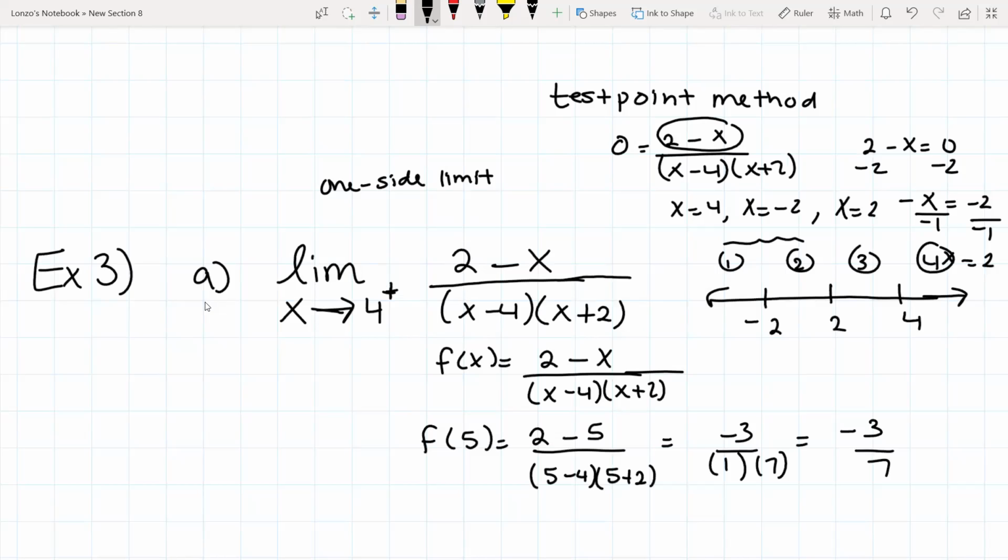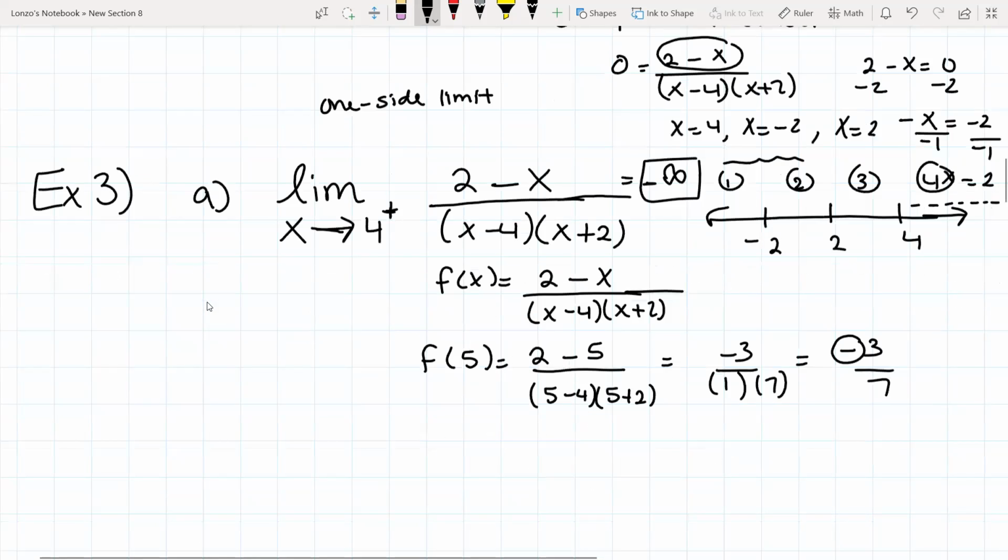Now, remember with the test point method, we don't really care about the number, we only care about the sign. So our sign is negative. So that means 4 to the right is actually going to be negative. So this concludes that the limit as x approaches 4 from the right is going to be -infinity.